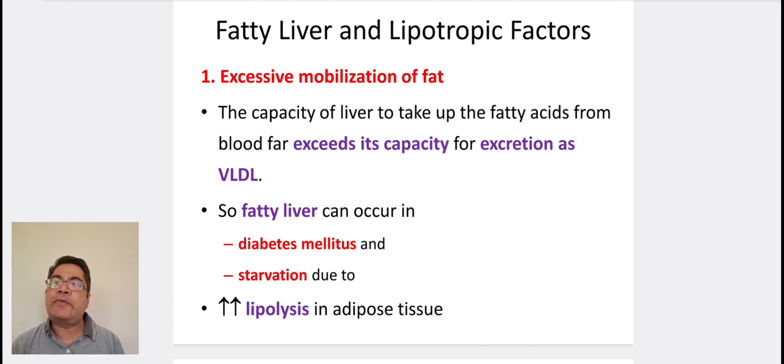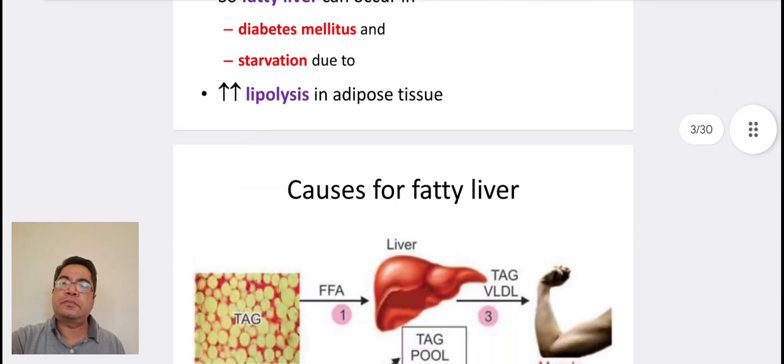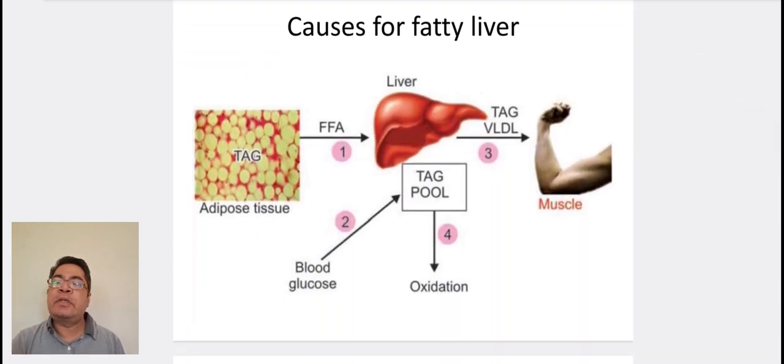The number one cause of fatty liver is excessive mobilization of fat. The capacity of liver to take up the free fatty acids from blood far exceeds its capacity for excretion as VLDL. So fatty liver can occur in diabetes mellitus and starvation due to increased lipolysis in adipose tissue. Here we can see causes of fatty liver. It can be due to free fatty acids and blood glucose entering into the liver, or it can be due to triacylglycerol moving from liver to muscle, or it can be due to oxidation of triacylglycerol.